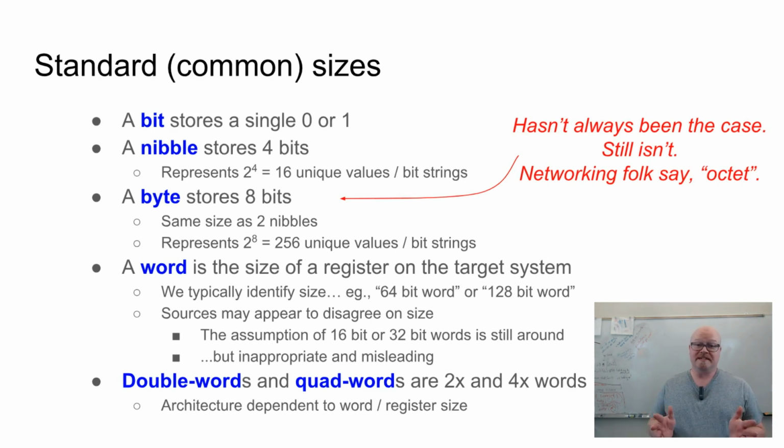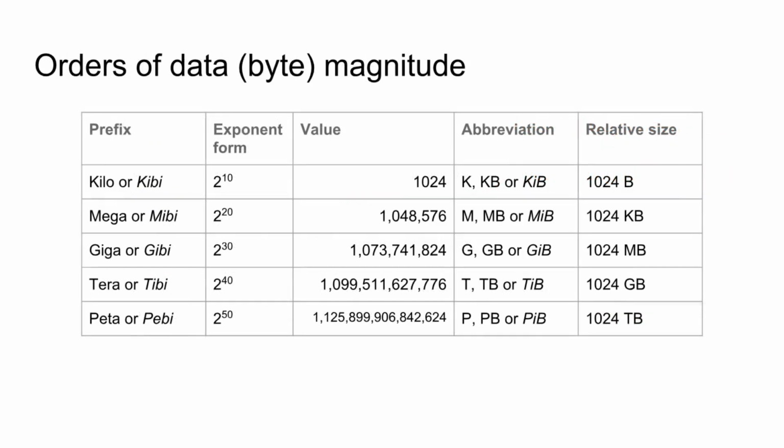Now, once we've established what our word size is, on some systems there will be references to things like double words or quad words. And these are just colloquial terms for double the size of a word or 4 times the size of a word. But you have to know what the size of a word is for these to make any sense at all.